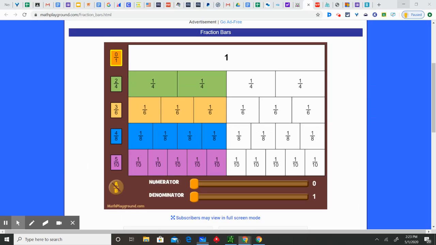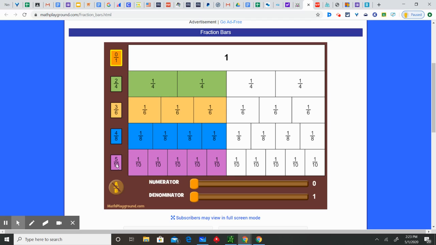Now, I'm also going to introduce you to a quick site called mathplayground.com. When you look at this, these are called fraction strips. Another way to check to see if you're right is to use the bottom two fractions right here. These say 5/10 and 4/8.